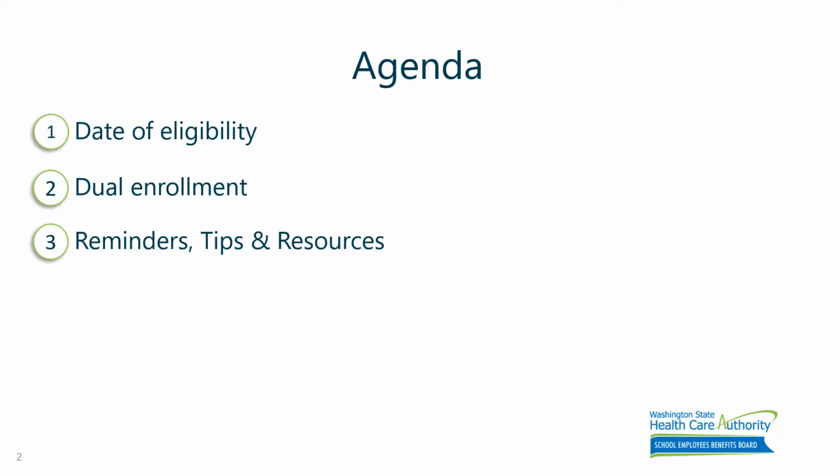So some of the things we're going to talk about in the agenda today are entering the date of eligibility. What's the difference between the date of eligibility and the effective date? And then we're going to talk about the new dual enrollment policy or rules that came out effective January 1st, 2022. And then lastly, we're going to provide you with reminders, tips, and resources.